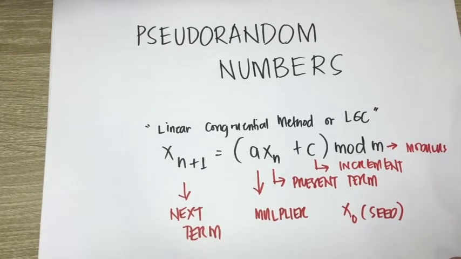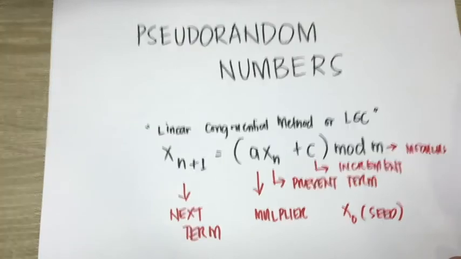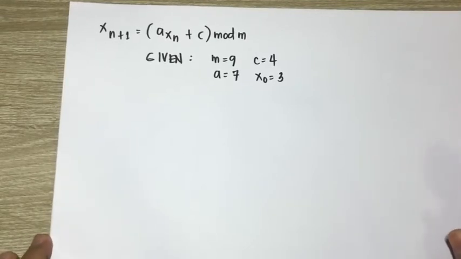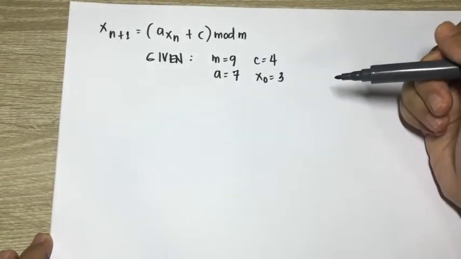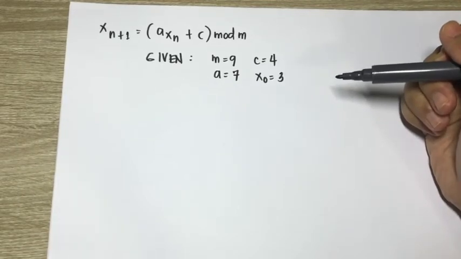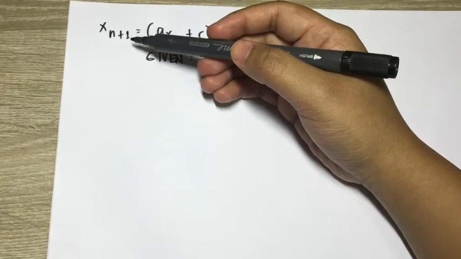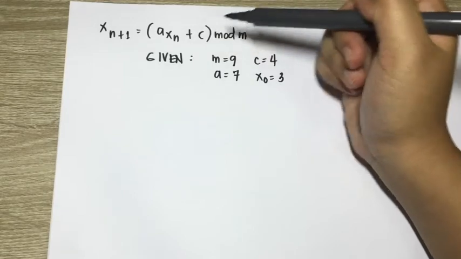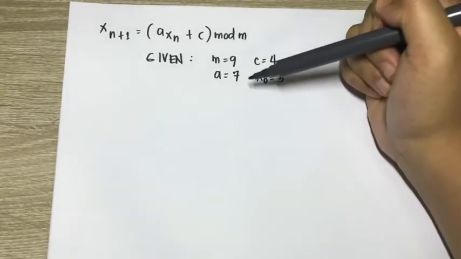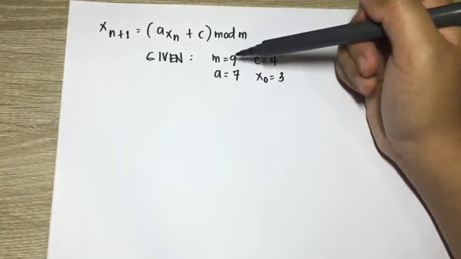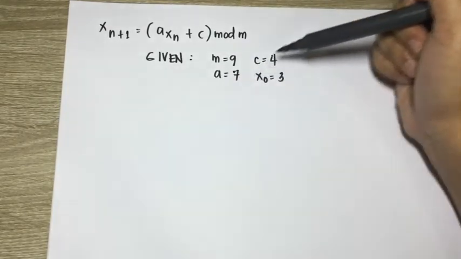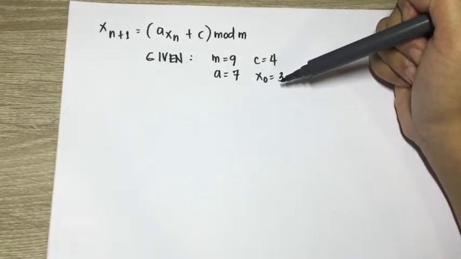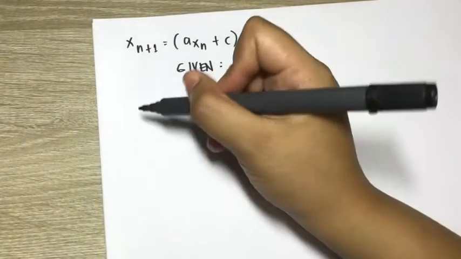So we're going to have an example for the pseudorandom numbers. So let's try to generate a sequence of pseudorandom numbers using this given parameter. So again, using the linear congruential method, x sub n plus 1 is equivalent to a times x sub n plus c modulo m. So these are the given parameters. So we are given a modulus of 9, a multiplier of 7, an increment of 4, and a seed of 3.